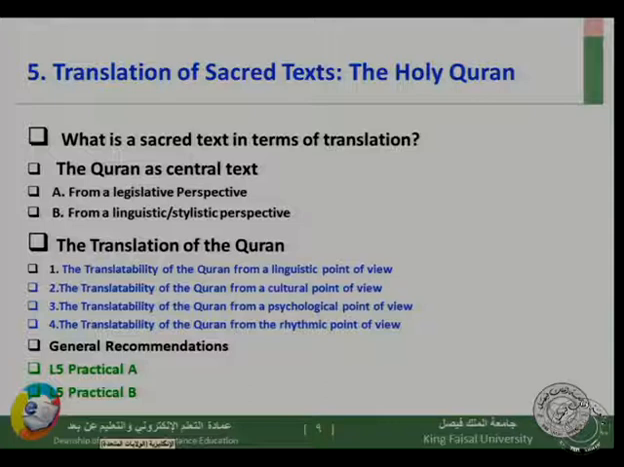Number 5, the translation of sacred text. We have talked about whether the translation of the Quran is possible or not possible, and we looked at it from the linguistic point of view, and then from the cultural point of view, and from the psychological point of view, and then from the rhythmic point of view. And we've made general recommendations for those who are interested in the translation of the Quran.